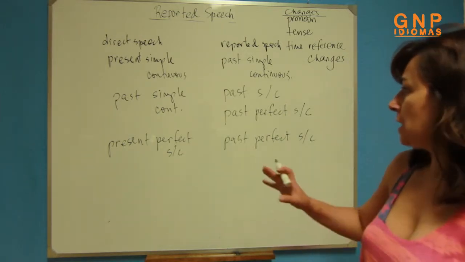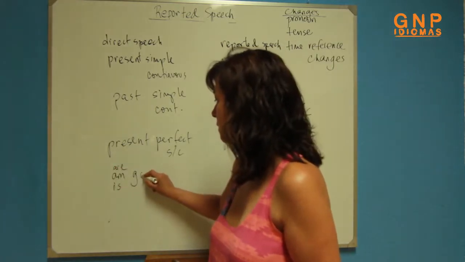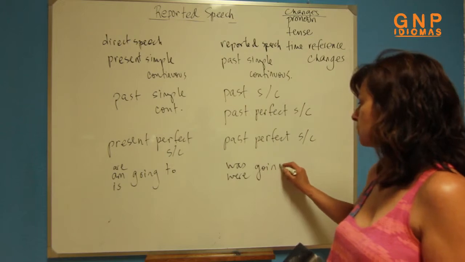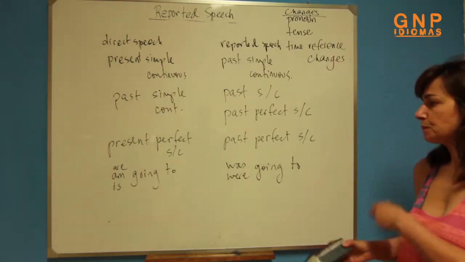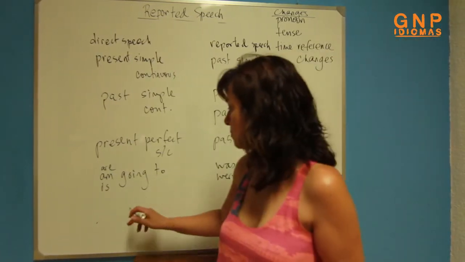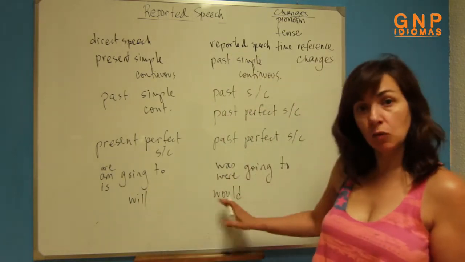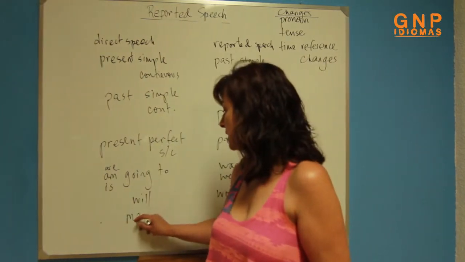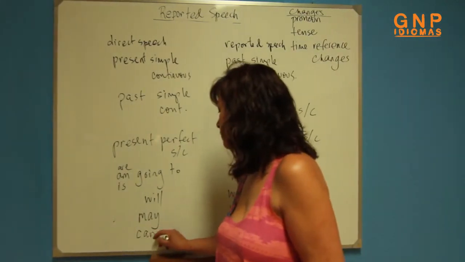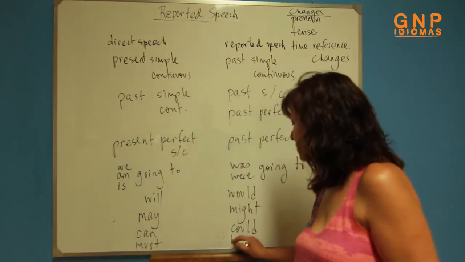So you have to look at the sentence and look at the time references to be able to decide what's being said. Okay? Going to, so I am going to, or is or are, obviously the present, would go into was or were going to. Okay? These are the more basic verbs. Now let's look at some other ones that you have to memorize. Will goes to would. In one other tutorial we did talk about would being the past of will. May goes to might. Can, obviously, goes to could. That's an easy one. Must goes to had to.